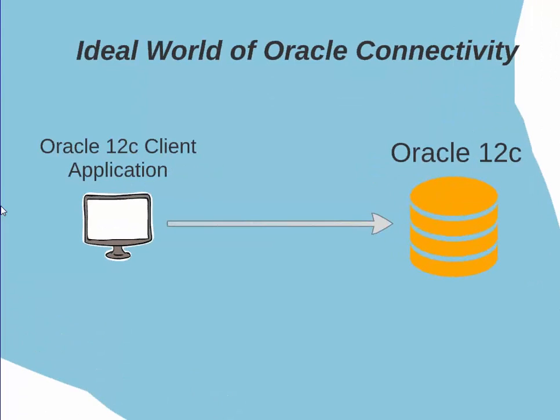All right, in the ideal world of Oracle connectivity, we've got an application, maybe an Oracle application. It's got an Oracle client installed, and it's connecting to a database. They may be on the same server, may not, but this is an ideal world, and everything looks great. It's nice and sunny. There are no problems or issues. That's also the latest versions of Oracle here, which I know aren't always easy to keep up with.